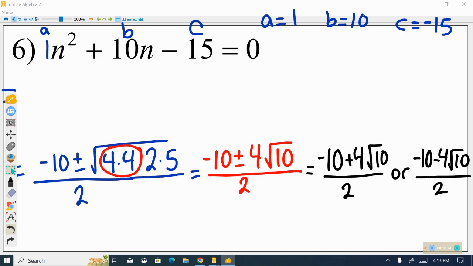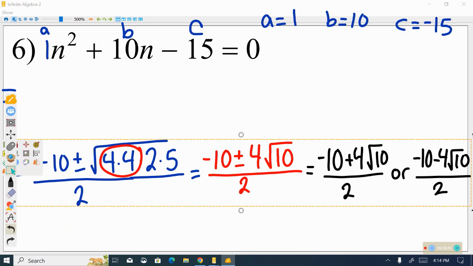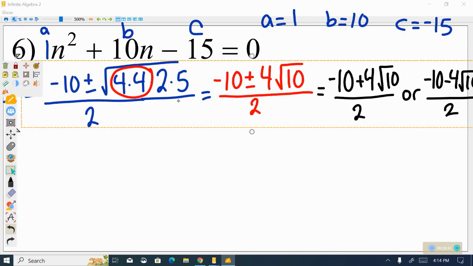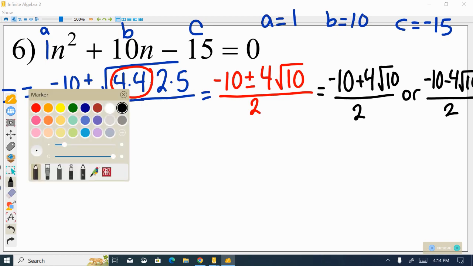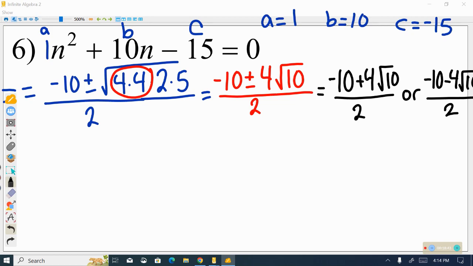I think the easiest way is really what works for you. It's not necessarily for everybody. So here's what we're going to do. We're going to factor out a 2 from these expressions, okay? So what I should be able to see is that 10 and 4 have a common factor. So I could factor out a 2, and inside I would have negative 5 plus or minus 2 root 10. And look how it's all over 2.